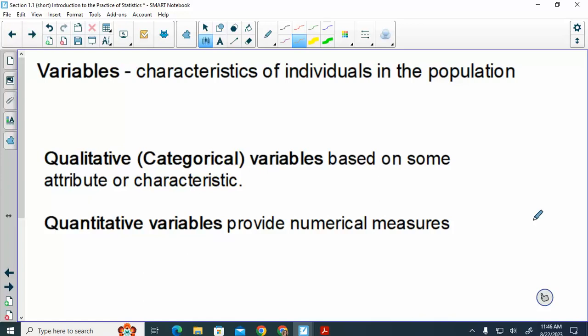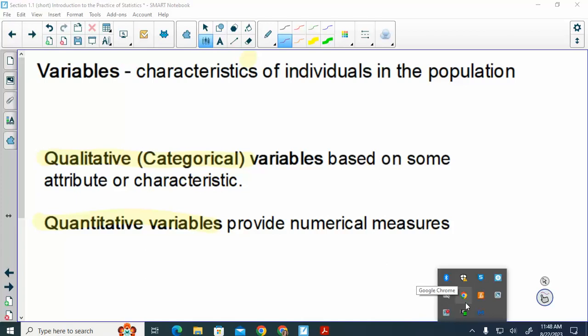We have 2 different types of variables. So I can call it qualitative or quantitative. Qualitative, sometimes that's called categorical, but I will usually just say qualitative, deals with the quality, an attribute, hair color, eye color, something non-numerical. Quantitative deals with quantities. It's a number.